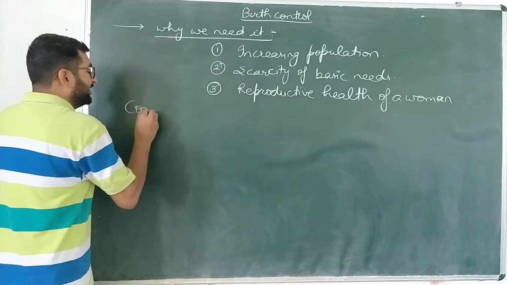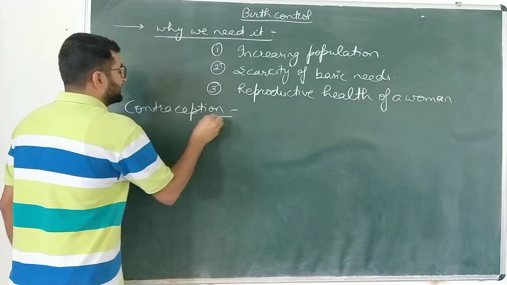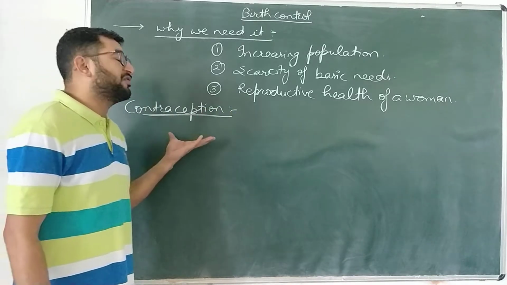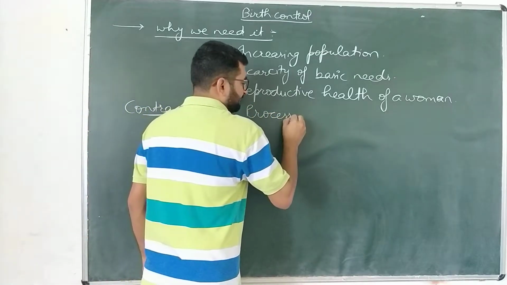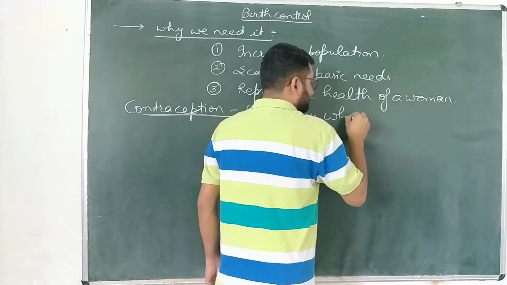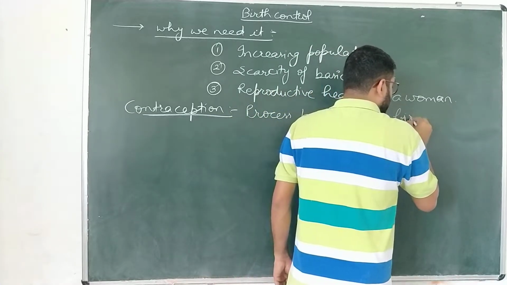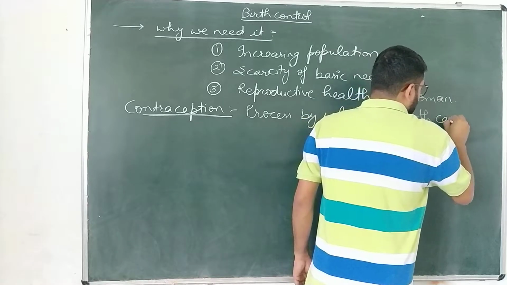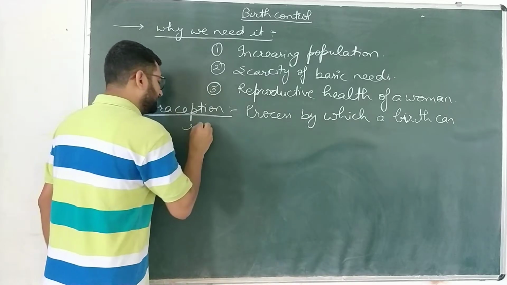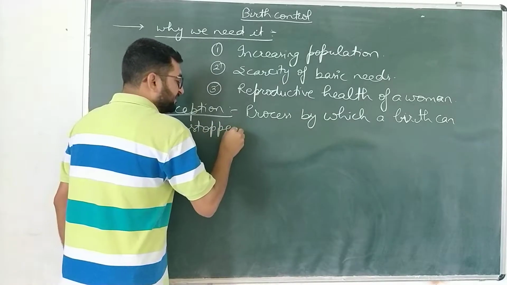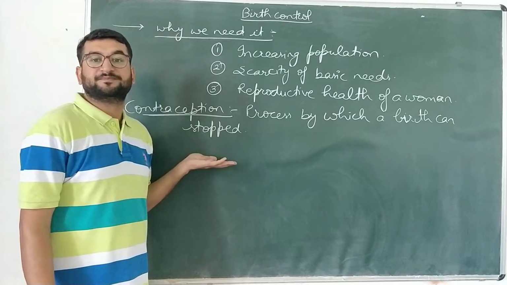The method by which we can control a pregnancy is known as contraception. It is a process by which a birth can be stopped. A childbirth can be stopped or prevented. That is known as contraception.